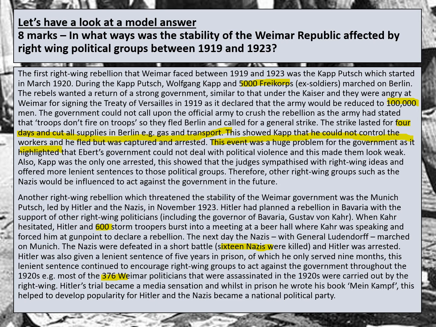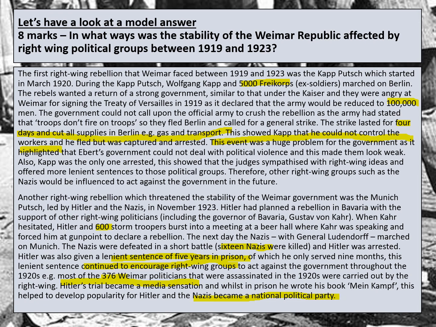I haven't necessarily started with the same sentence starter, but I have just basically turned the knowledge into explanation by talking about, for example, the fact that Hitler had a lenient sentence of 5 years in prison. And then I've talked about how the fact this continued to encourage right-wing groups to act. And I've also talked about the politicians being assassinated. But then I've also said that Hitler's trial also became a media sensation. And this also helped him to become a national political party.